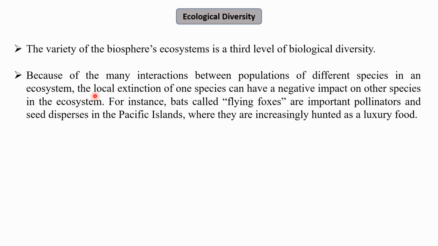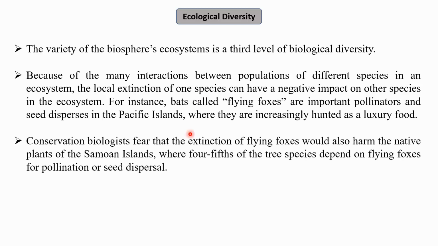So basically, the extinction of one species is not limited to the hindered growth of that particular species, but it will also result in a negative impact on the other species in the ecosystem. For instance, if I talk about an example of birds called the flying foxes, these flying foxes are important pollinators and seed dispersers in the Pacific Islands, where they are increasingly hunted as a luxury food.